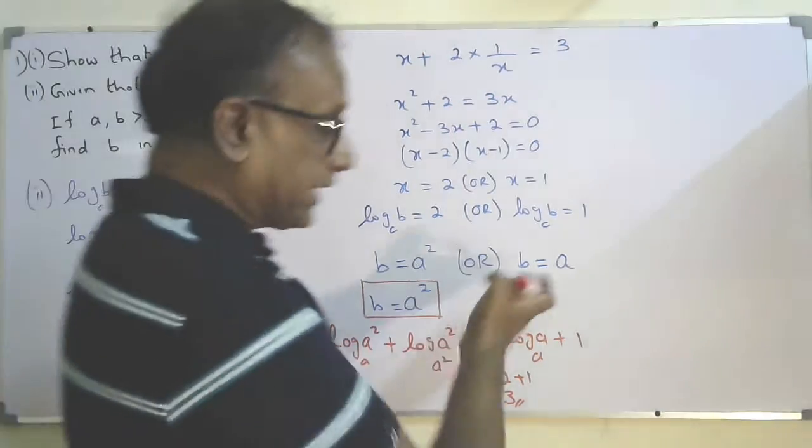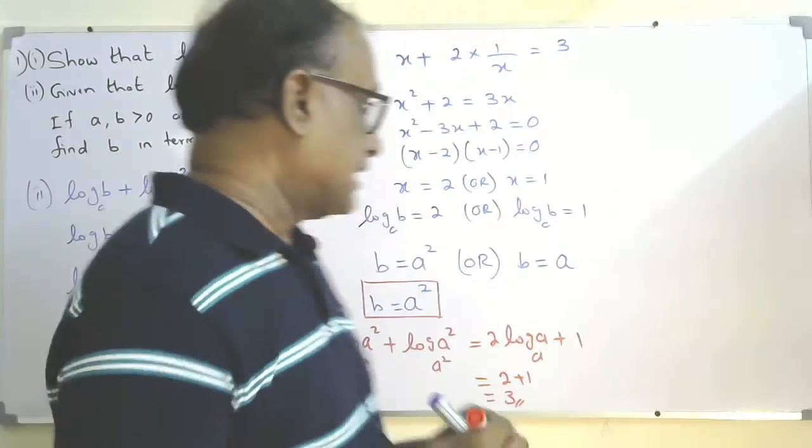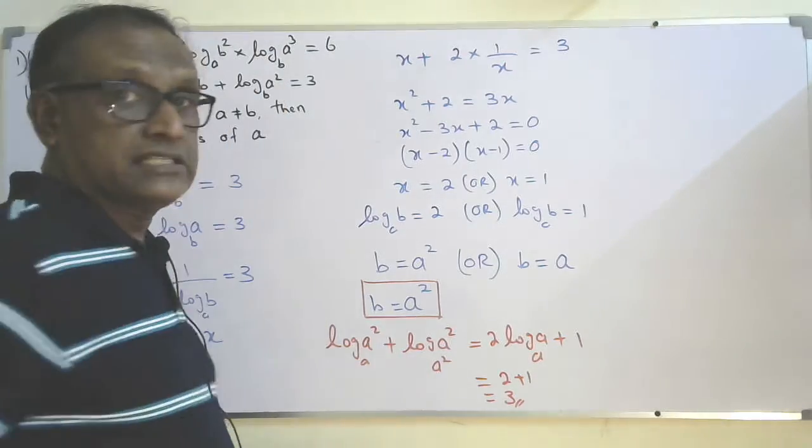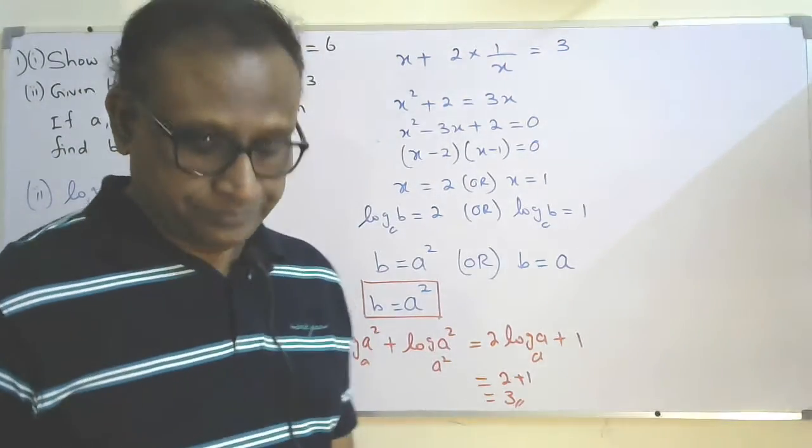This also will satisfy, but in the given question they said a is not equal to b. So I can't accept this as a solution. So this is the final solution. The relationship between b and a is b equal a squared.